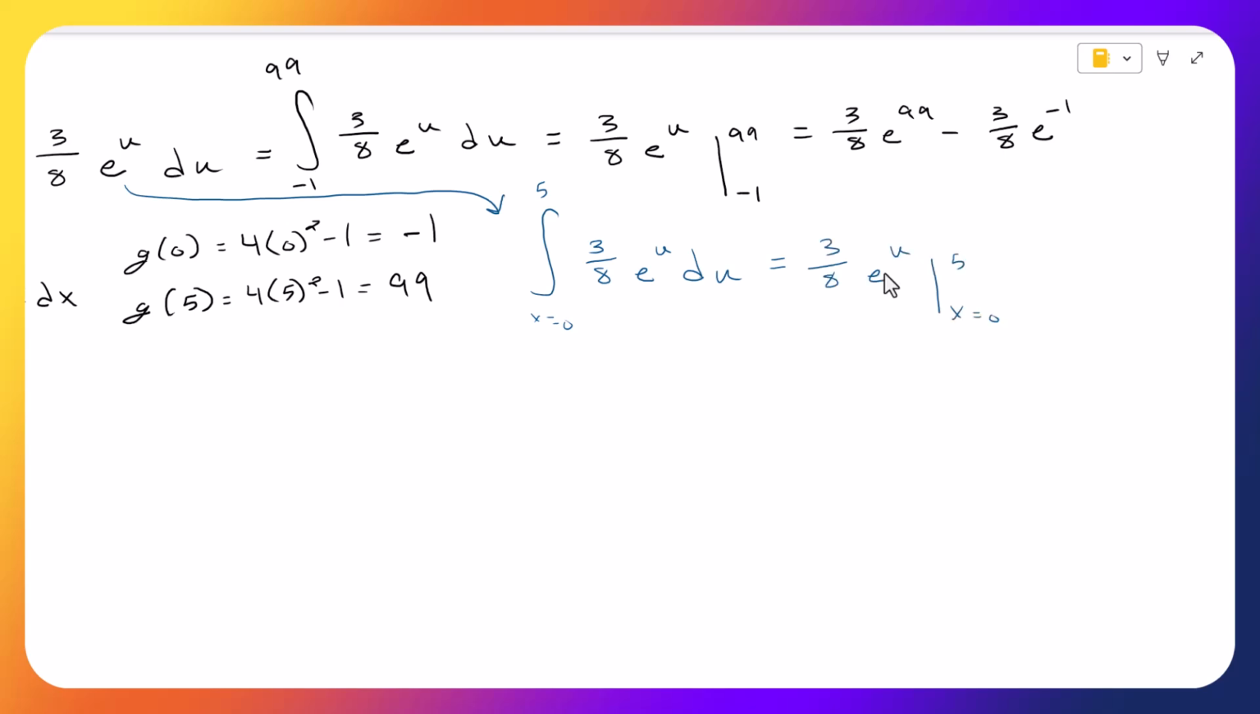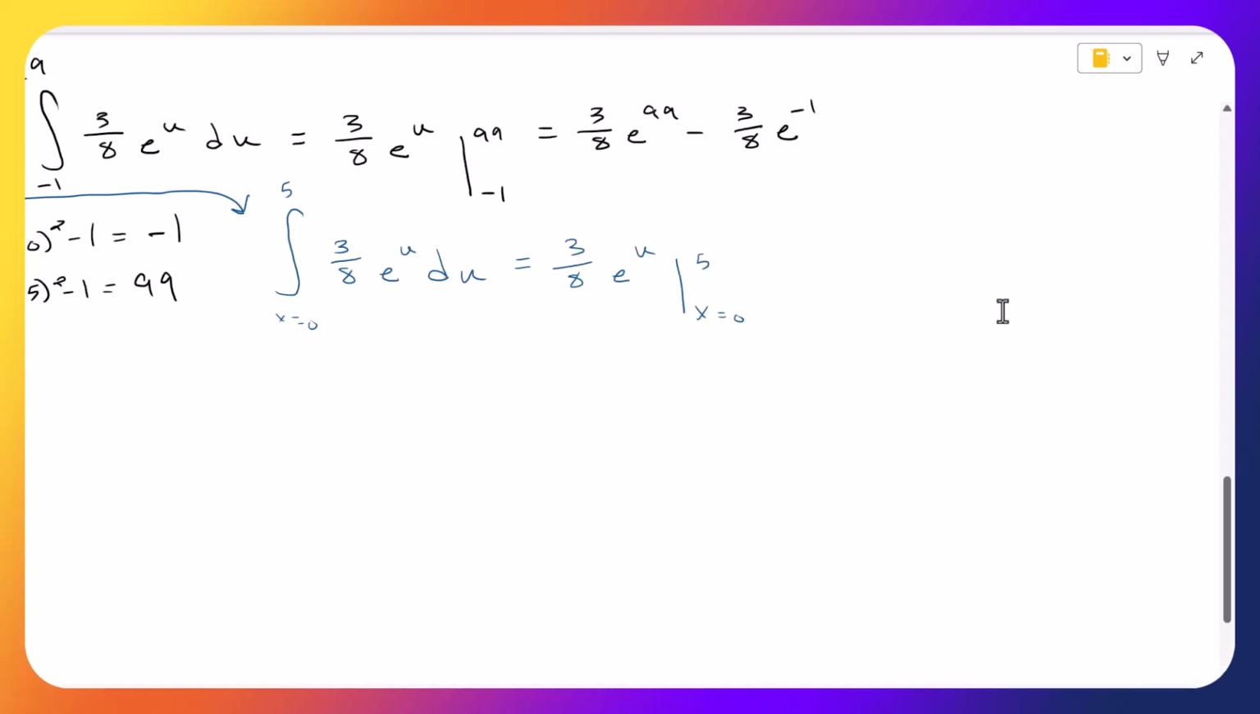So our first steps are still the same, except now my bounds are x equals. Well, let's substitute this u back in for x like we did with all our indefinite integrals. So let's say this is 3 over 8 e to the 4x squared minus 1 from 0 to 5. And now that I've rewritten it in terms of x, I'm not going to write the x equals anymore, because since this variable is x, it's implied that these bounds are in terms of x.